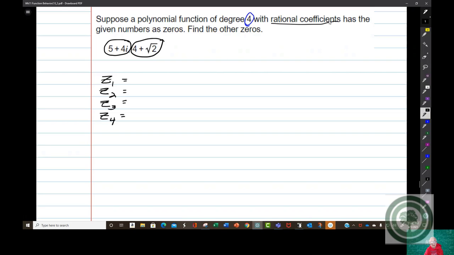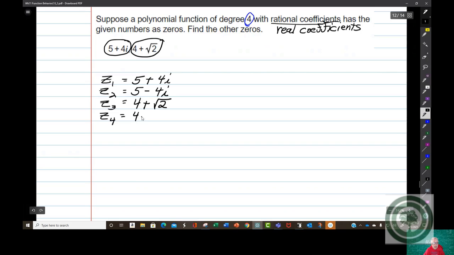Well, if you've got rational coefficients, and rational coefficients are also real coefficients, then each of these is going to be accompanied by their conjugate. So if Z1 is 5 plus 4i, then its conjugate 5 minus 4i will also be a zero. And if 4 plus the square root of 2 is a zero, then 4 minus the square root of 2 is also going to be a zero. I should have said if this is a zero, then its conjugate, this, will also be a zero.